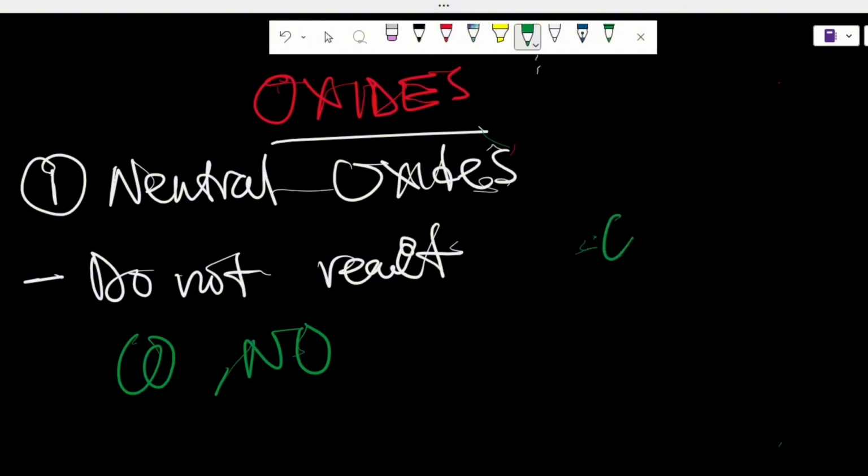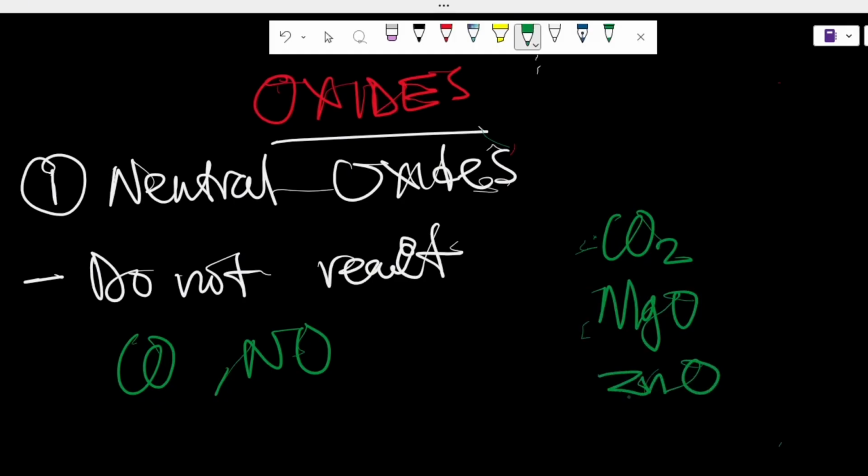For example, you can have carbon dioxide, magnesium oxide, let's say zinc oxide, and sulfur dioxide. So which one is an amphoteric oxide? Well, you can clearly see that zinc oxide is an amphoteric oxide. Or if you don't have zinc oxide, you might have aluminium oxide. You want to go for that one because it is an example of amphoteric oxides.